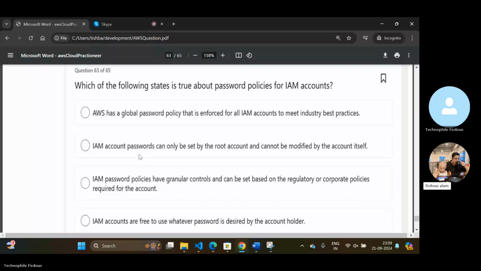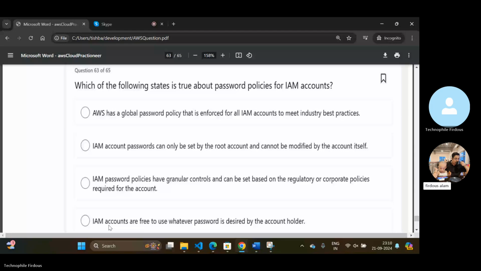The third option: IAM password policy has granular control and can be set based on the regulatory or corporate policy required for the account. I think this looks good because we give granular control to the user, and it can be regulated by the corporate policy. It does not enforce everything. So answer C looks good. Let's see D: IAM accounts are free to use whatever password is desired for the account. No, there are some practices. So this is again the wrong one. So our correct answer is C.